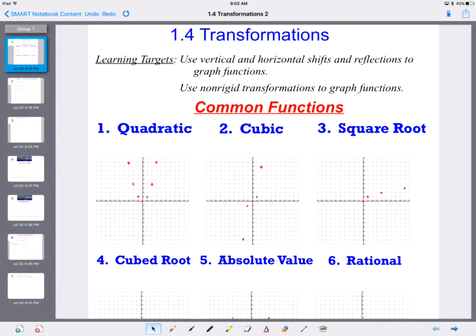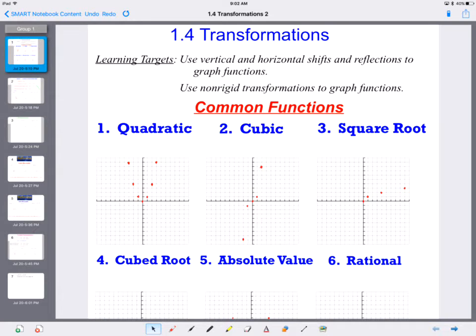We're going to talk about how to graph a lot of different functions based on vertical, horizontal shifts, reflections, and non-rigid transformations, stretches, and compressions. First off, we just need to know some things about our common functions. I have 6 of them up here. Now, these are not the only ones we know, but ones we'll be working with.